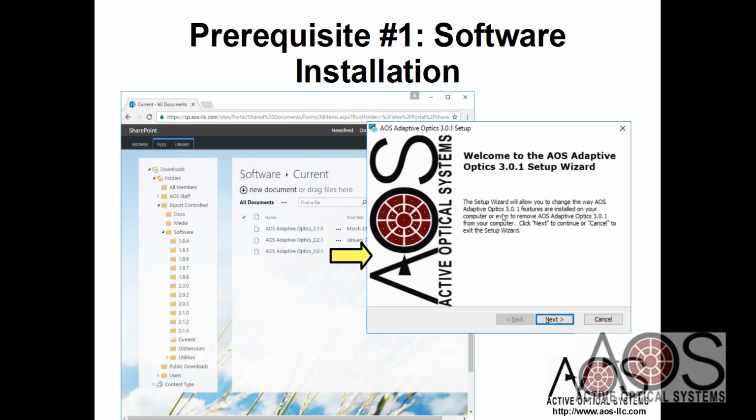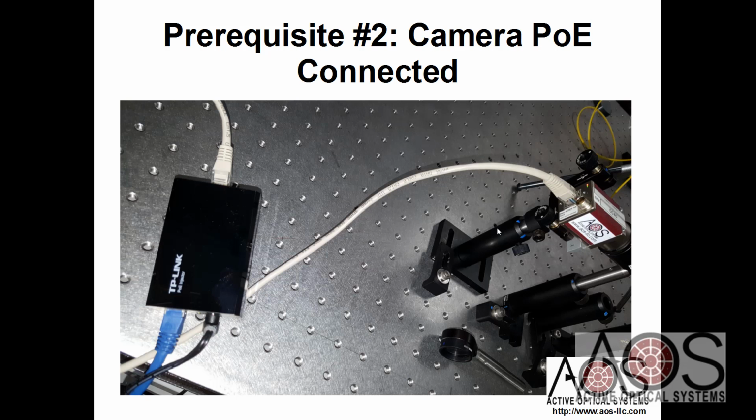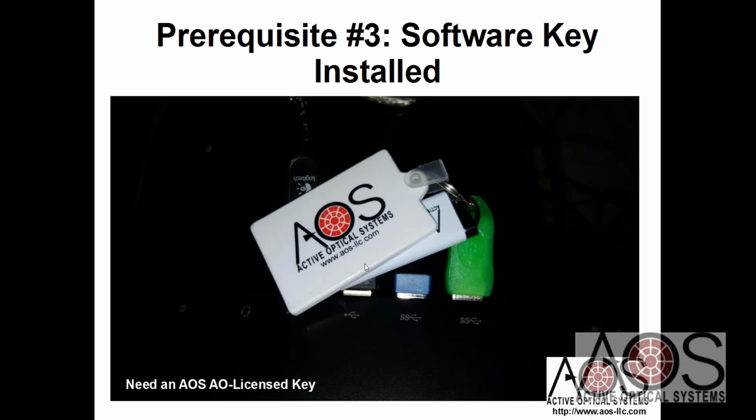You can download our software from the AOS website and install it using the installer. If you're using a PoE camera, that's power over Ethernet, you will have to have the PoE injector installed or have it plugged into a switch that provides PoE. I'm using a USB camera today, so you won't see that PoE injector in my optical setup. You'll also have to have a software key installed in your computer.